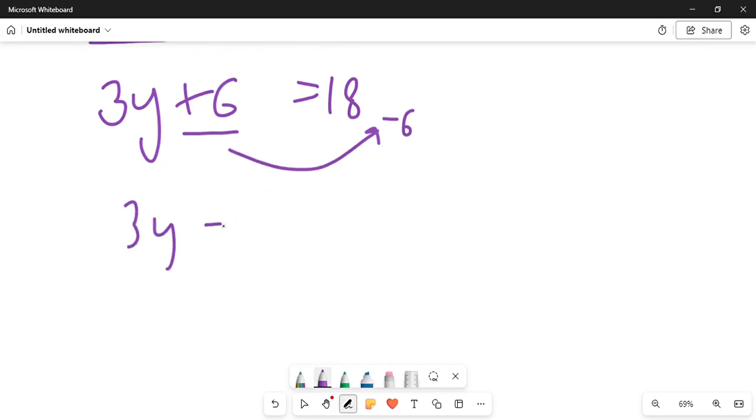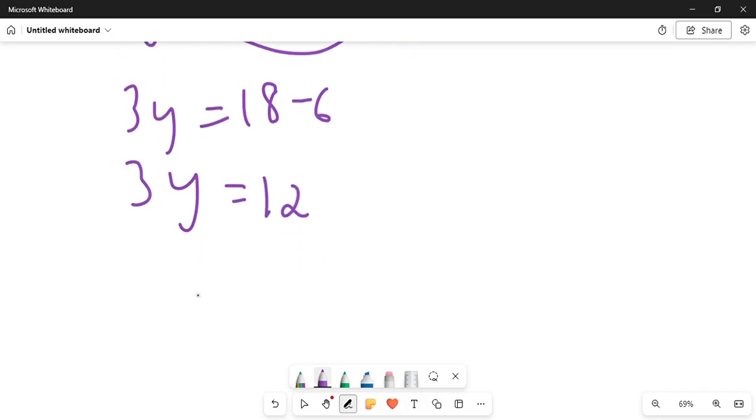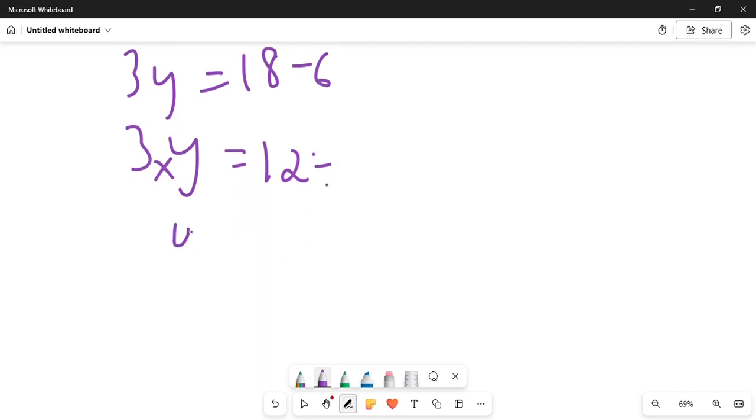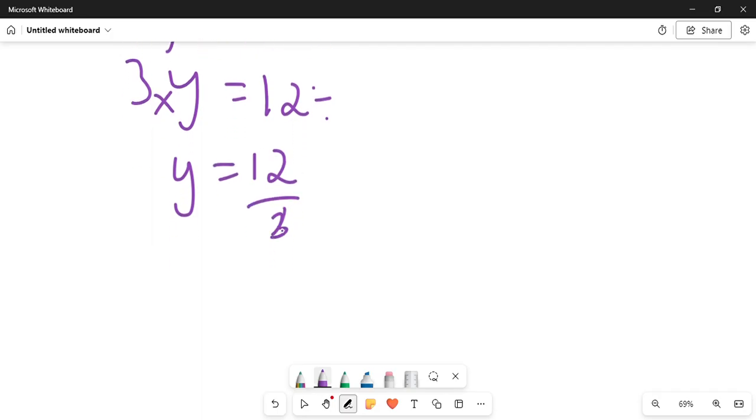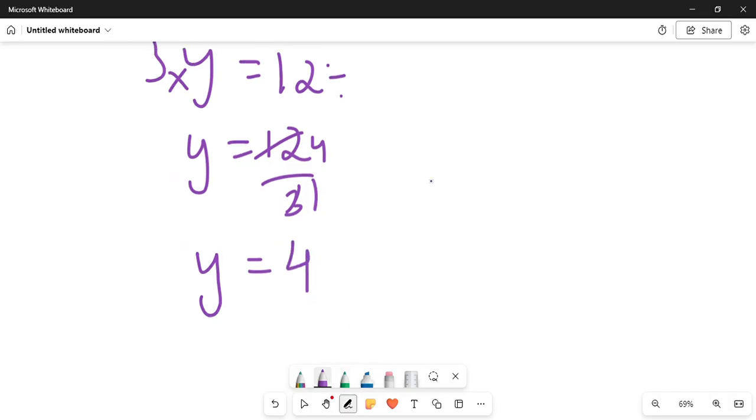So 3y will equal 18 minus 6, and 3y will equal 12. Because this is being multiplied here, it will be divided on the other side. So y equals 12 divided by 3. 3 ones are 3, and 3 fours are 12. So y equals 4. Let's just solve the next question here.